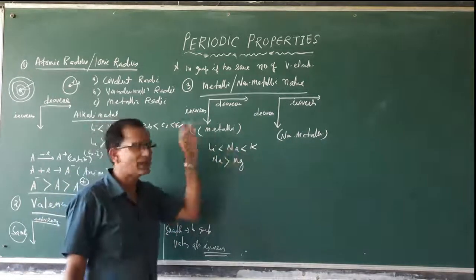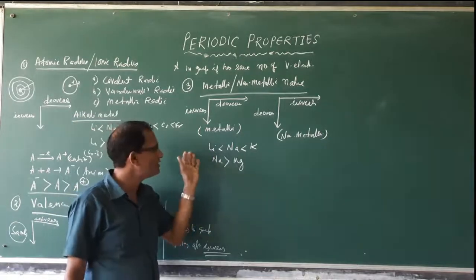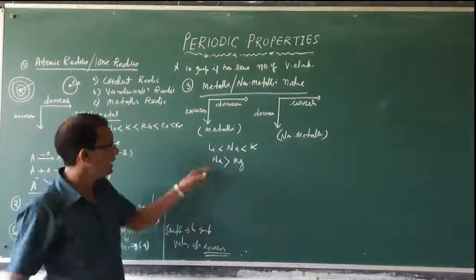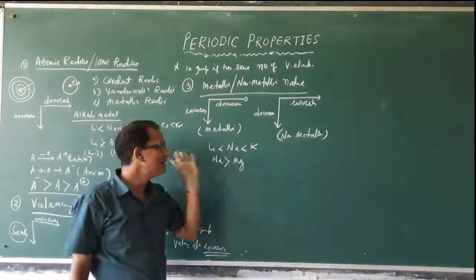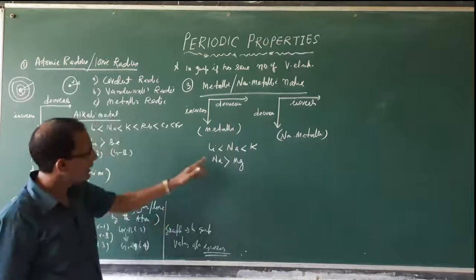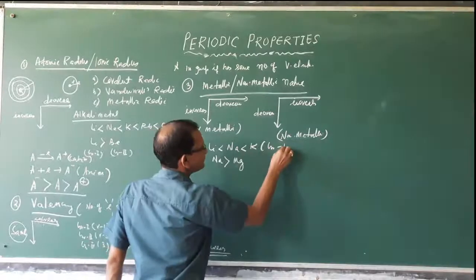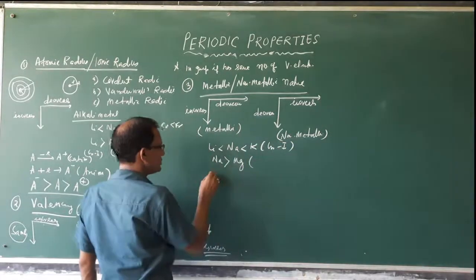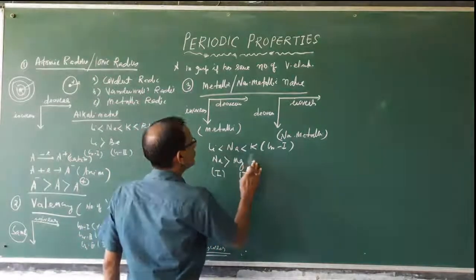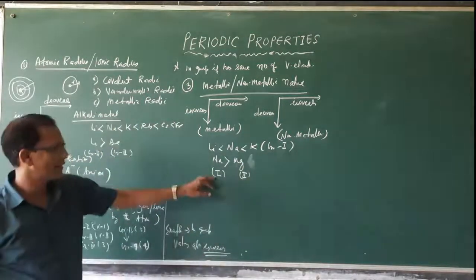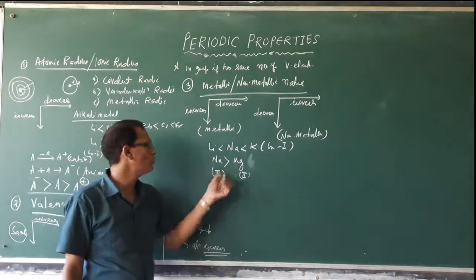Sodium catches fire, potassium catches fire in air, but lithium normally will not easily catch fire. So from left to right, metallic character decreases. This is group 1 and group 2. Group 1 is on the left side, group 2 on the right side. Group 1 is more reactive than group 2.